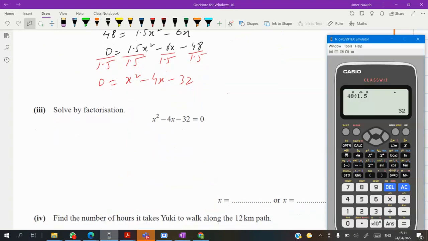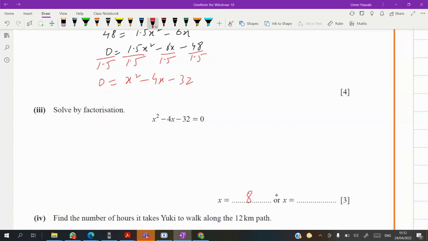So I'm going to use the calculator, equation mode. So 1, negative 4, negative 32. The first answer is 8, the second is minus 4. So 8 and minus 4. I need to write them in factor form: x minus 8 and x plus 4 is equal to 0. Also expand the brackets.